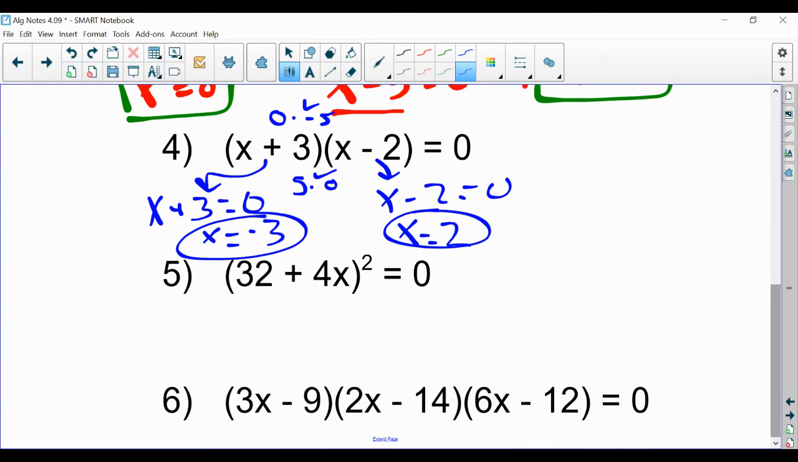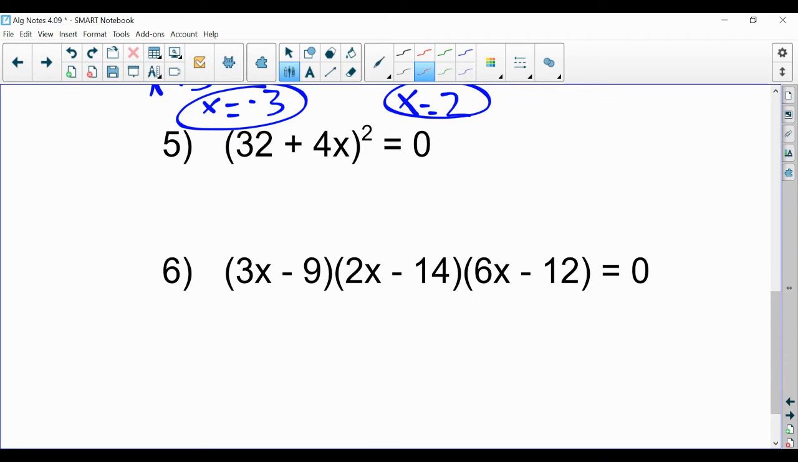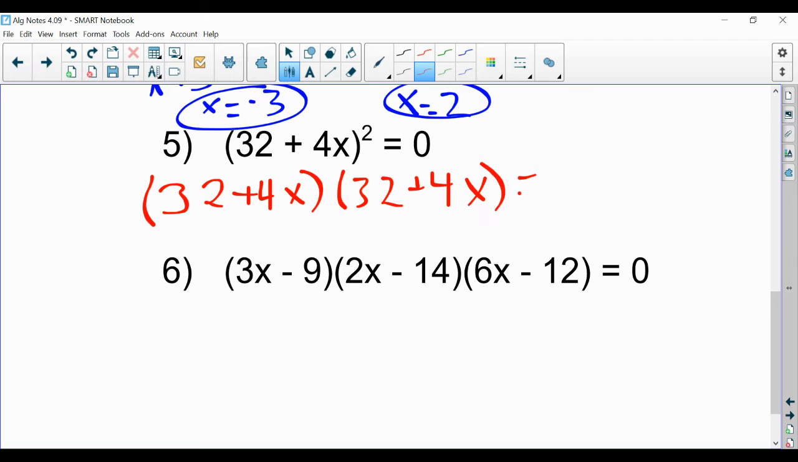Okay, for the fifth one, here I have two things multiplying together to get 0. They just turn out to be the same thing. So I actually don't need to check both factors. Because whatever I get for the solution to the first one, I'm going to get as a solution to the second one too. So if 32 plus 4x is 0, then x is negative 8. So I only get one answer here.